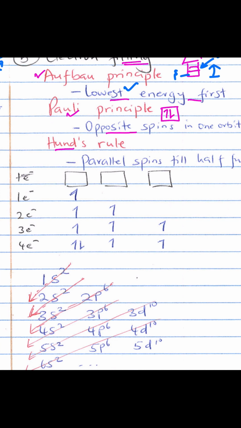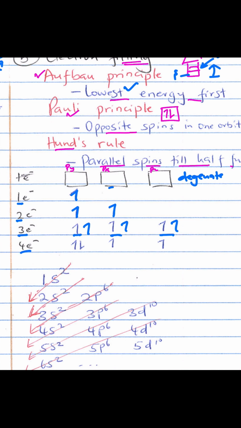Hund's rule says that the orbitals will fill in parallel spins first until half full. So for example, if you have 3 orbitals like py, px, and pz, then if you have 1 electron, it will just occupy 1 of them. If you have 2 electrons, because these are degenerate, meaning same energy, the first one will go to the first p orbital, so py in this case, and then the next one will go to the pz. If you have 3 electrons, then each of the p orbitals will have 1 electron. And this is called parallel spin because they are all facing up.